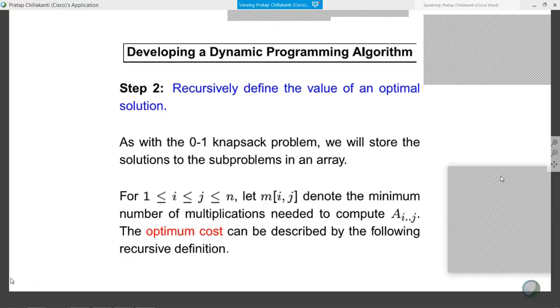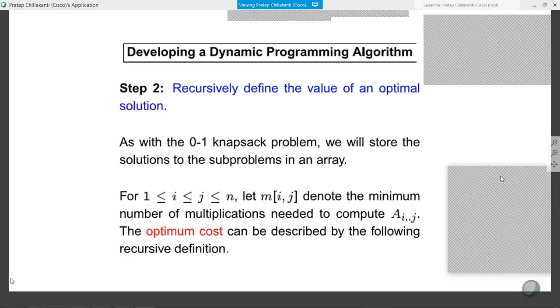We have to have the recursion. We have to define that optimal solution. In knapsack also we did the same thing. The way you do that is you introduce a little bit more notation here. Let's try to understand this notation. If I screw up the notation, we'll revisit it and fix it.